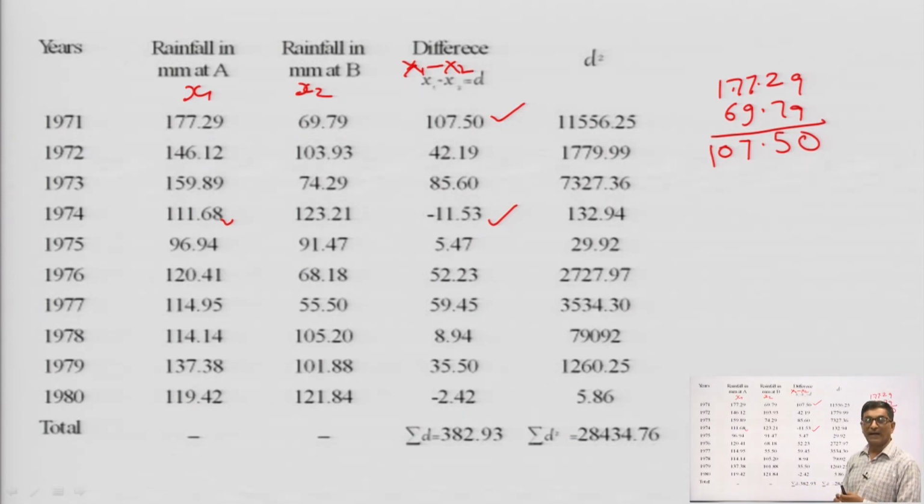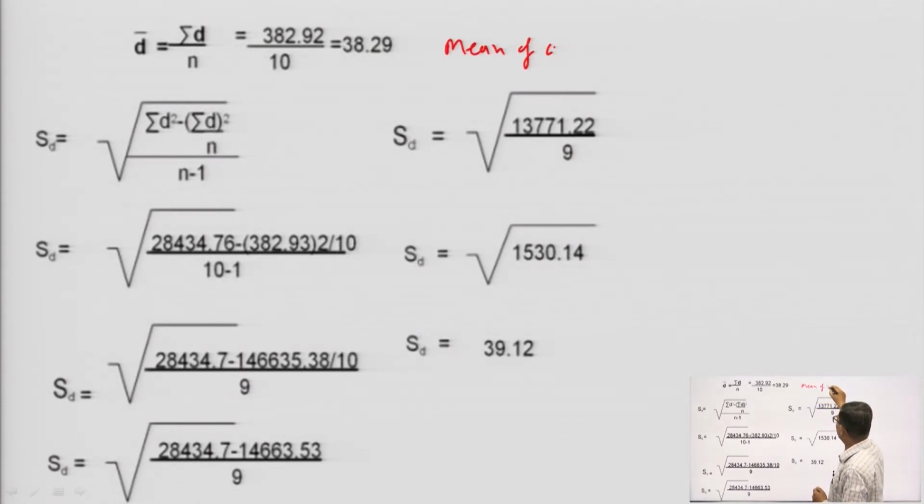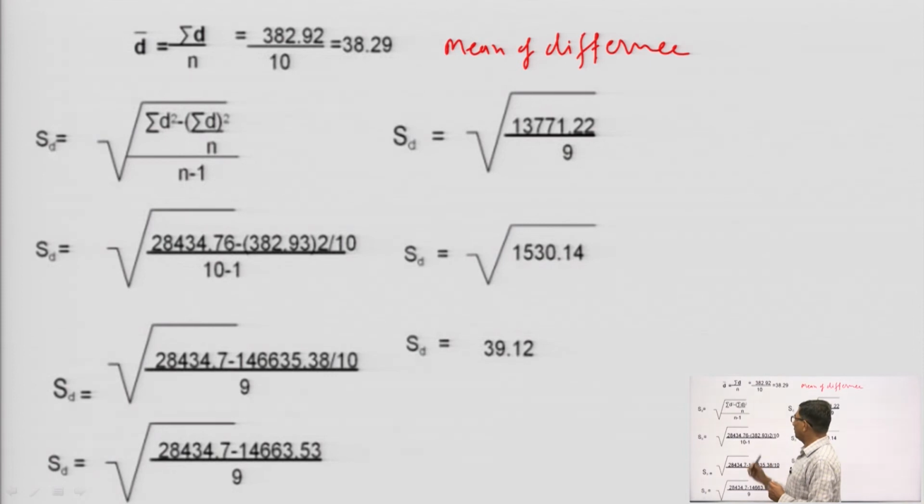Now, we apply the t test. First, we find the d bar. D bar is the mean of difference, or you can say mean difference. D bar equal to summation d upon n, that is sum of the difference divided by n. This will be 382.92 divided by 10 and it will be 38.29.